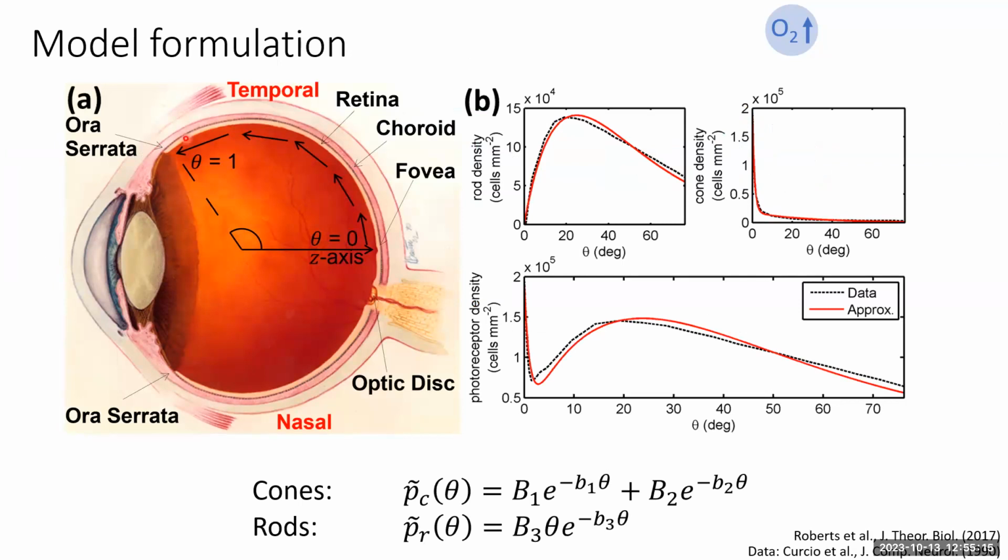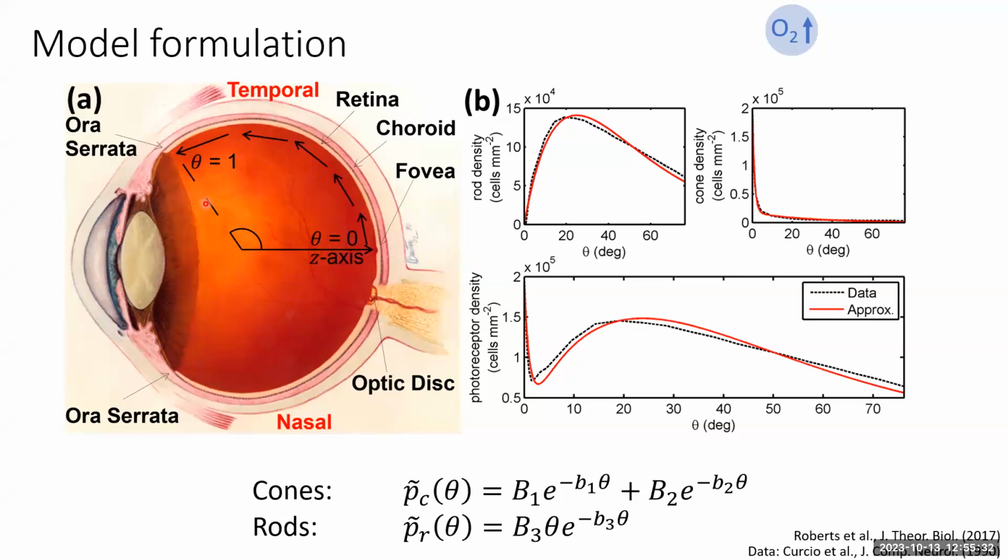I'm going to be doing that on a domain or a region of space which will span the back of the eye, going from the fovea at the angle theta equals 0 around to the ora serrata at theta equals 1, where I've normalized the angle to go between 0 and 1. So these are in what's called spherical polar coordinates.